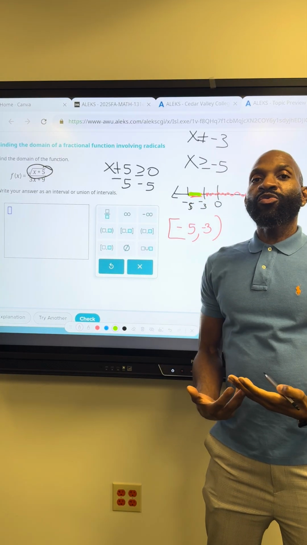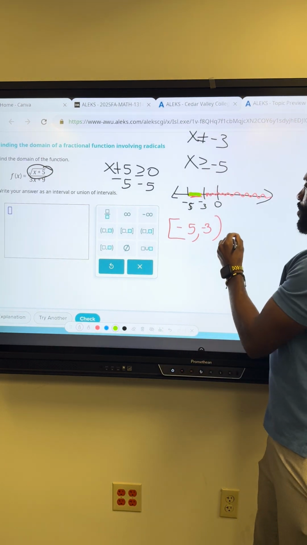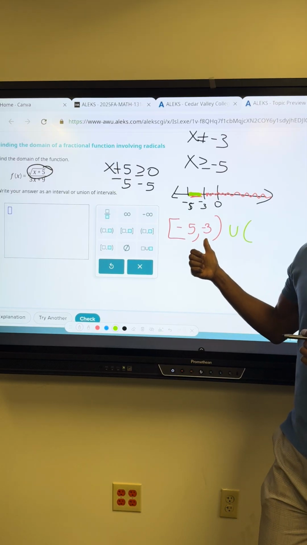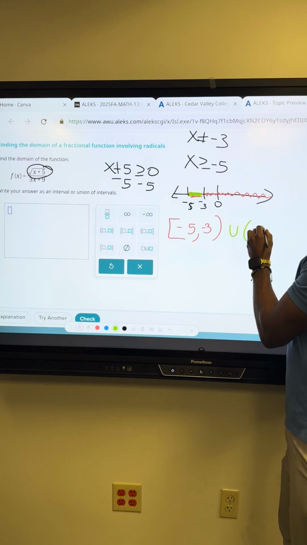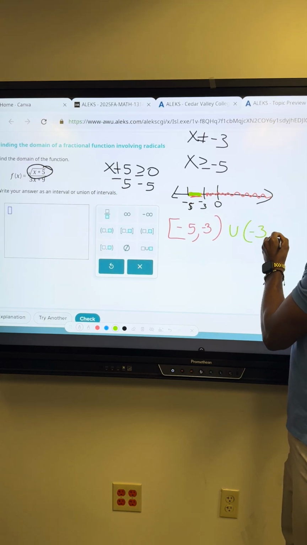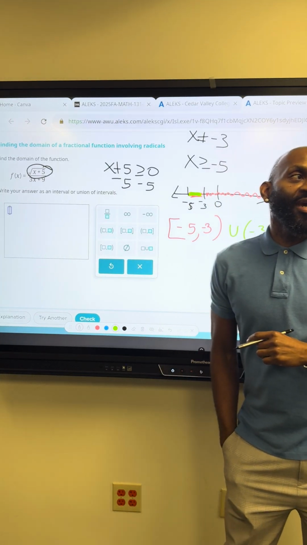Anytime you want to combine two sets, you need a union sign. So I'm going to have a union. Whatever number you stop with, that's the number that you start with, so that's going to be negative 3. And these numbers are going all the way to positive infinity. So I'm going to stop there, and that is going to be the answer.